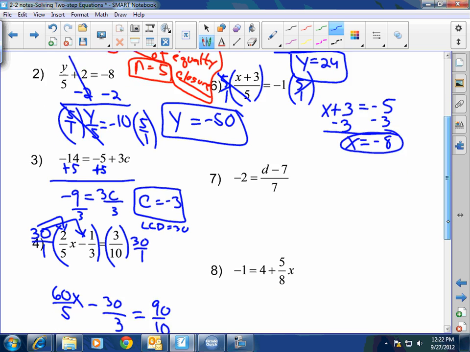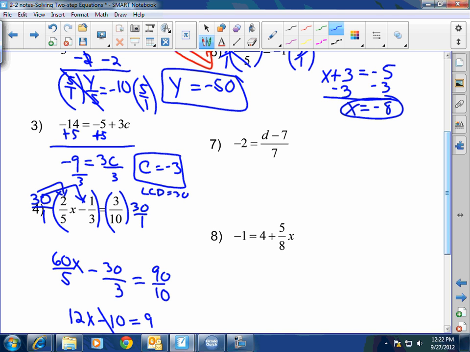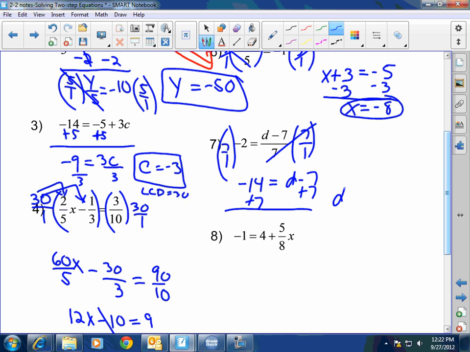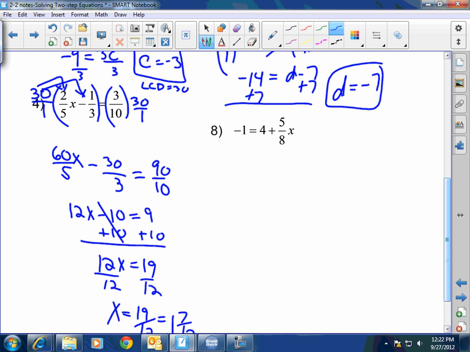For number 7, how do I get rid of that denominator there? Because that denominator is affecting the d minus 7. So I need to get rid of that denominator. So how do I do that? Multiply by the reciprocal. Very good, son. So you're going to multiply by 7 over 1 to both sides, gentlemen. So 7 times negative 2 is negative 14. And that's going to equal 7 divided by 7 cancels. And I got d minus 7. I add 7 to both sides. D equals negative 7.